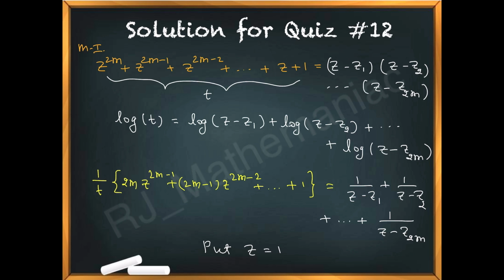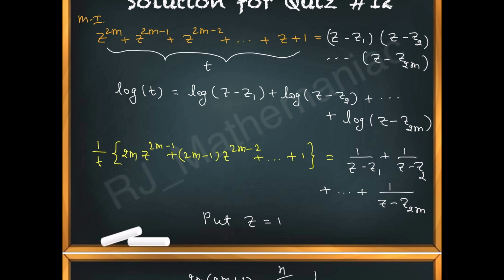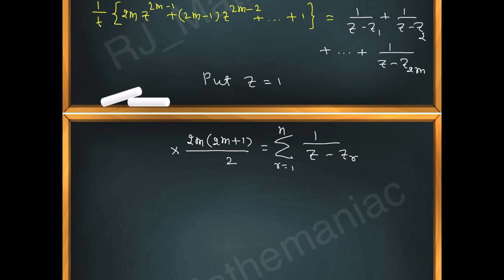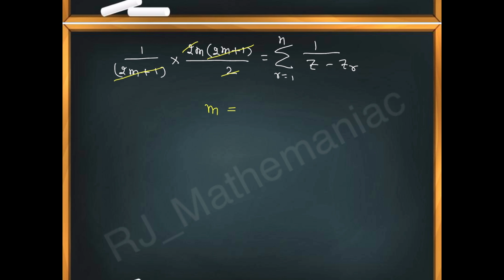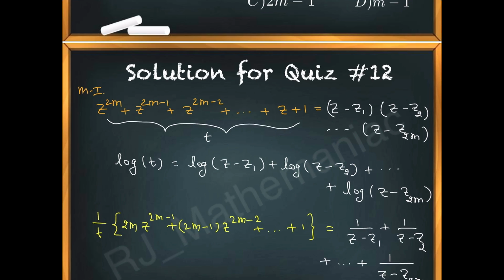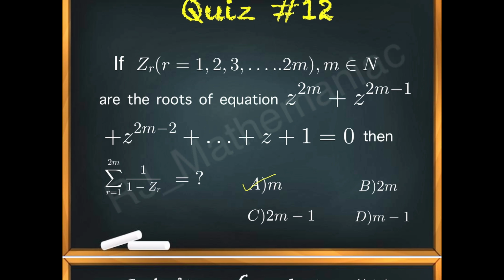So what is this value? That is 1 plus 1 plus and so on, you are writing 1 a total of 2m plus 1 times. So what is their summation? 2m plus 1, and it is in the denominator, so I'll say 1 upon 2m plus 1. So this and this got cancelled, the 2 got cancelled. Finally, we have m. So we can say m is equal to the summation of 1 upon (1 minus z_r), where r is from 1 up to 2m. So finally, the answer for this question is A, right?